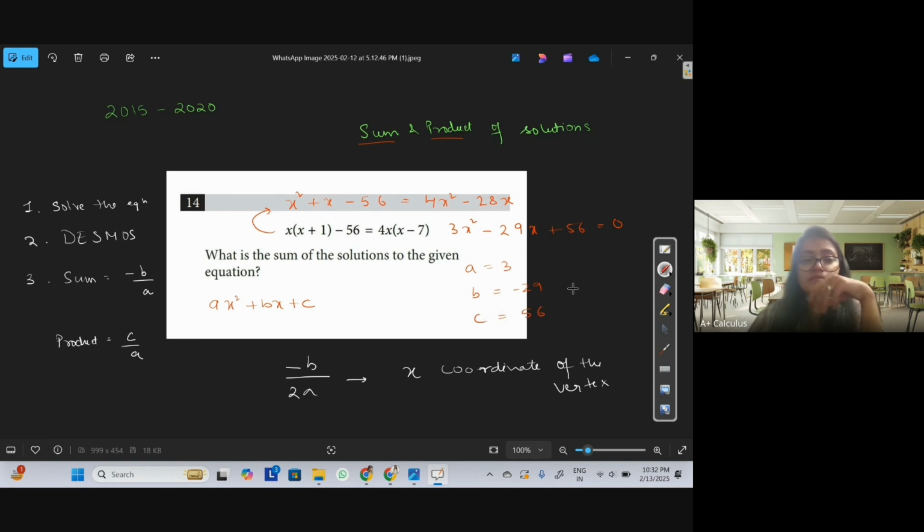Now comparing it with the standard form, we have a as 3, b is negative 29, and c is 56. In this question, we have to find the sum of the solutions. So sum will be negative b, that means 29, over a, which is 3. So this is the sum of the solutions. Let me just check if we did everything right. x squared plus x minus 56 equals 4x squared minus 28x. 4x squared minus x squared will be 3x squared. And then minus 28x minus x will be minus 29x plus 56. So the sum of the solutions will be 29 over 3. That's how you can do the problems based on the sum and product. If you have to find a product, you just find c over a.